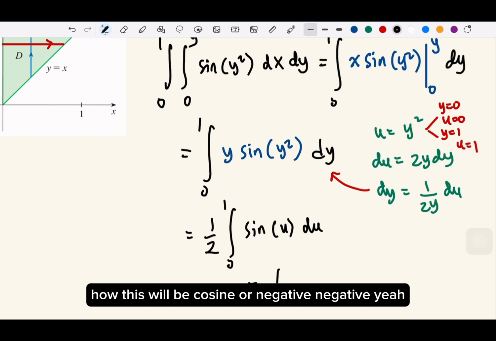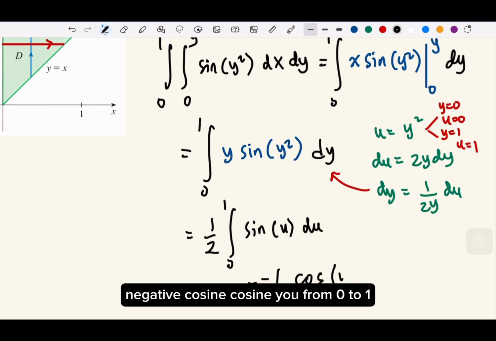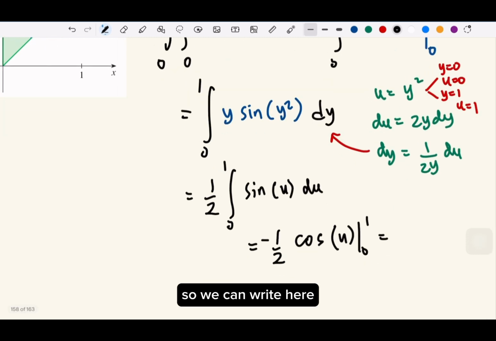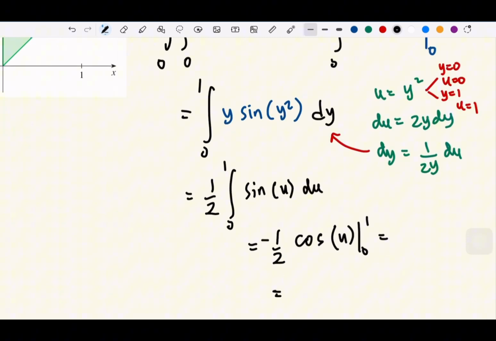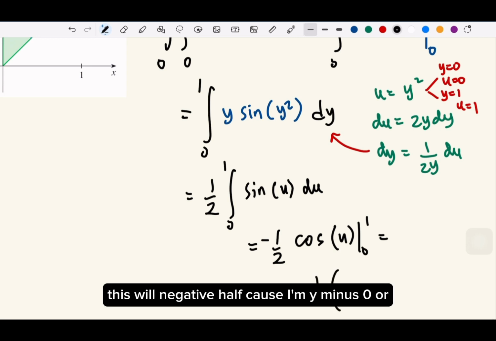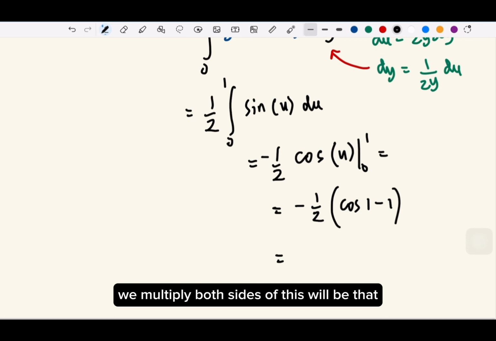Now half, this will be negative cosine u from 0 to 1. So we can write here, this will be negative half cosine 1 minus cosine 0, or we multiply both sides, so this will be that.